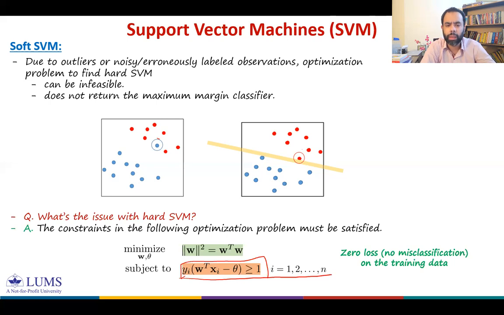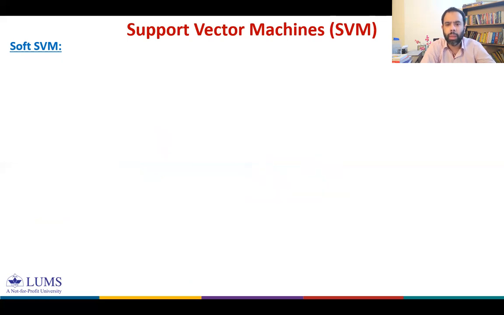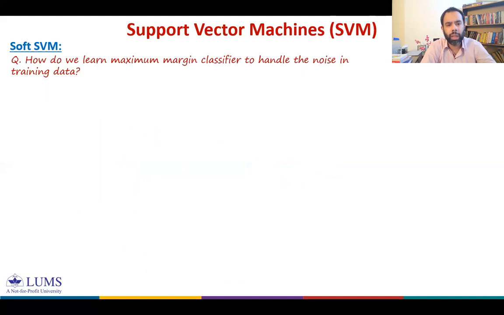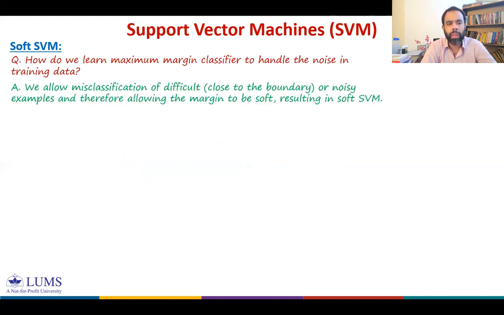How can we handle this? How can we learn a maximum margin classifier to handle the noise in the training data? The answer is simple. We allow misclassification of difficult points, the points which are close to the boundary, or we allow misclassification of noise examples, and consequently we're allowing the margin to be soft, and therefore this version which we're going to study now is called soft support vector machine classifier.